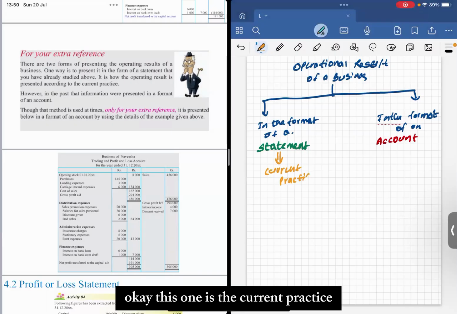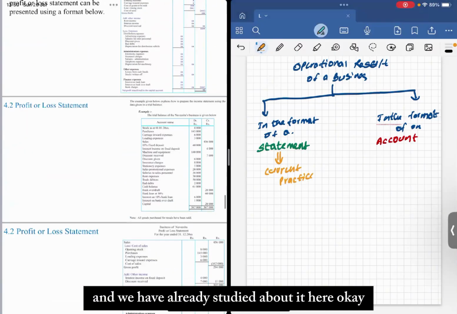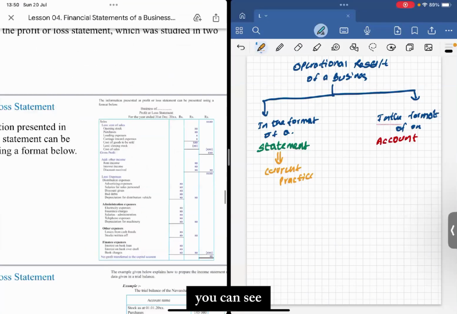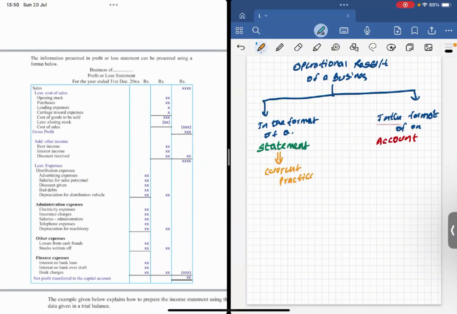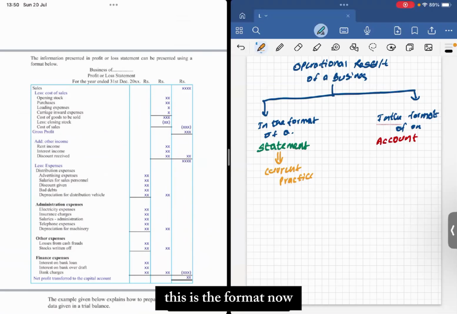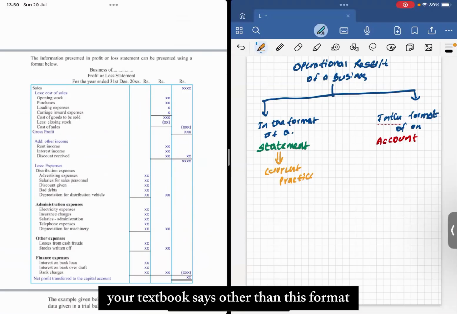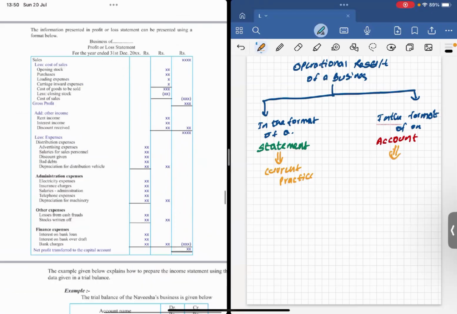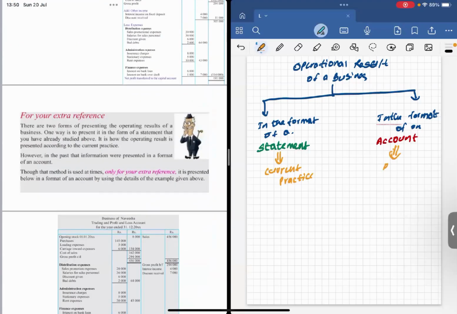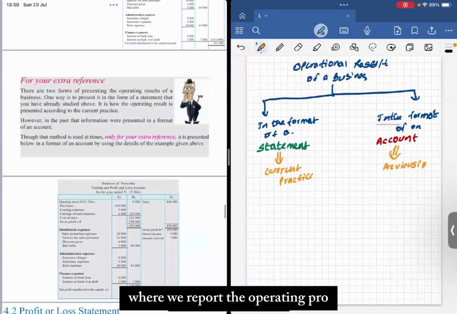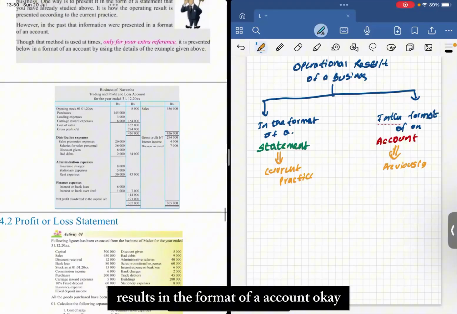This one is the current practice and we have already studied about it here. You can see this is how we report it in the format of a statement. Now your textbook says other than this format, which is the one we use currently, previously there has been another method where we report the operating results in the format of an account.